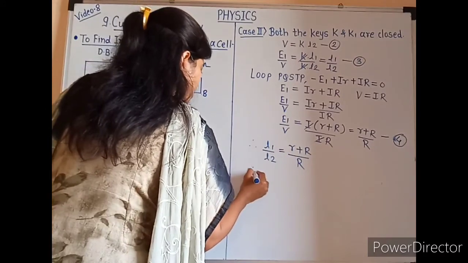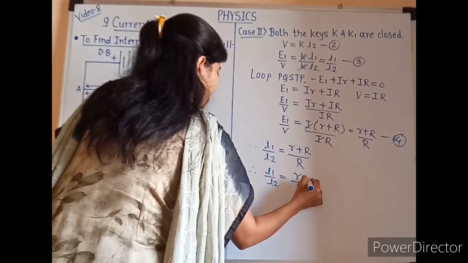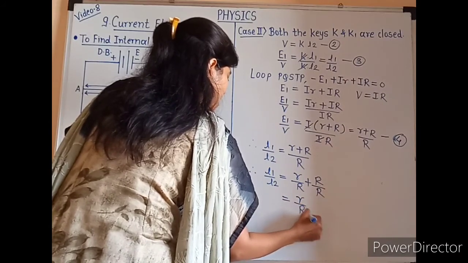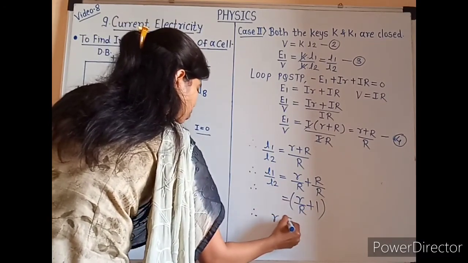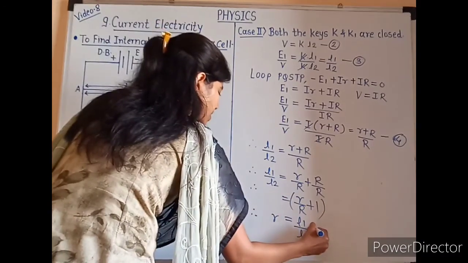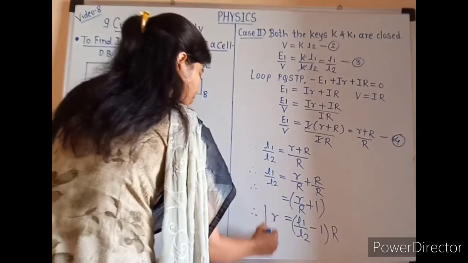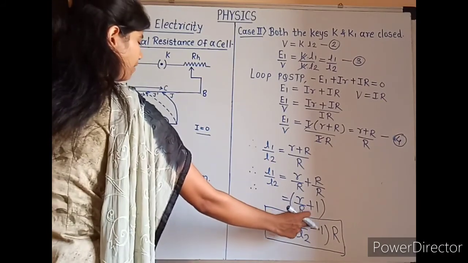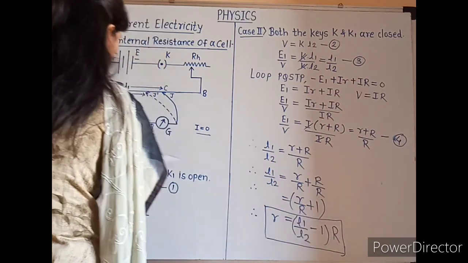Now we have to find the internal resistance of the cell. So L1 upon L2 is equal to r upon R plus R upon R, which gives r upon R plus 1. Now we have to find the internal resistance small r. Hence small r is equal to L1 upon L2, and this plus 1 becomes minus, so L1 upon L2 minus 1, into capital R. So finally we get the equation for the internal resistance of the cell: small r is equal to L1 upon L2 minus 1 into capital R, where R is the value of the resistance box which is selected.